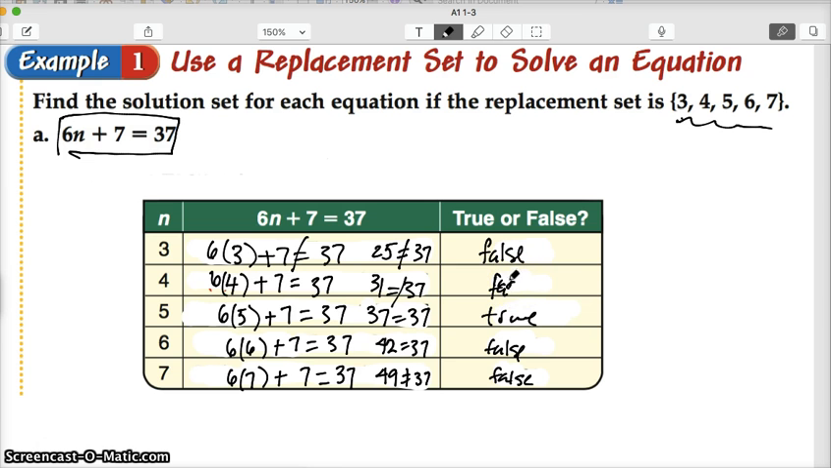Instead of doodle marks, let me write that in: false. And we see that we have one true statement. And this true statement is going to be the solution to our problem.